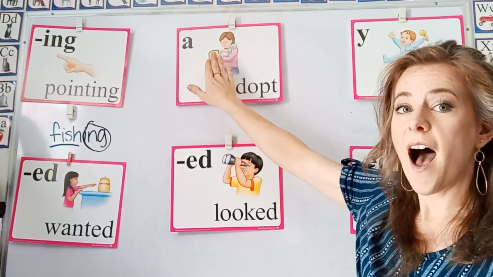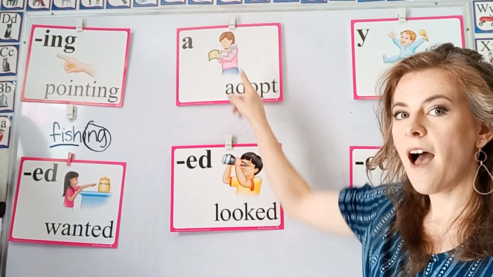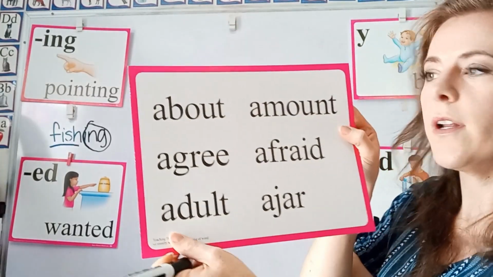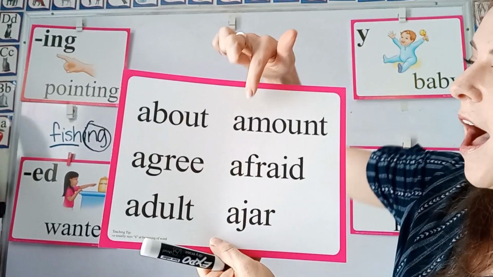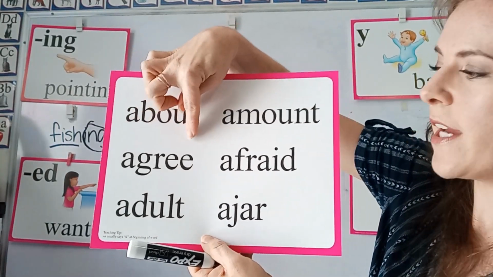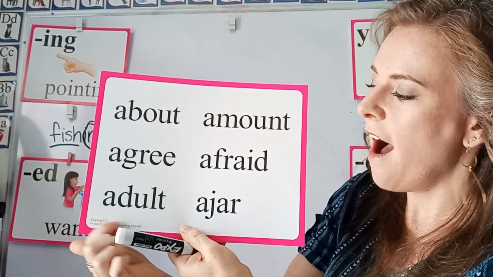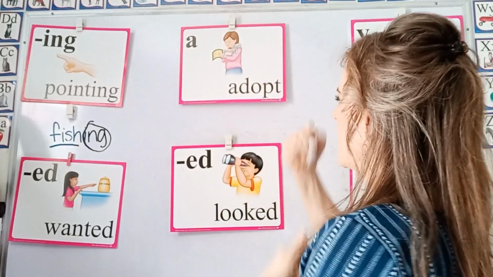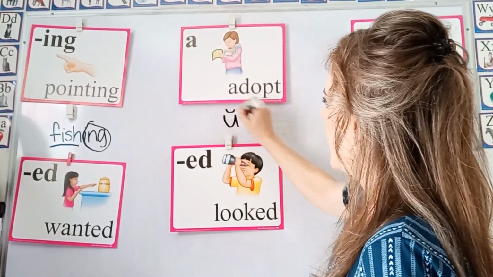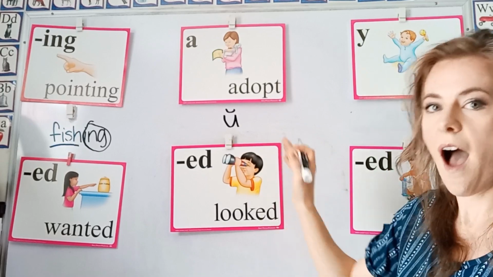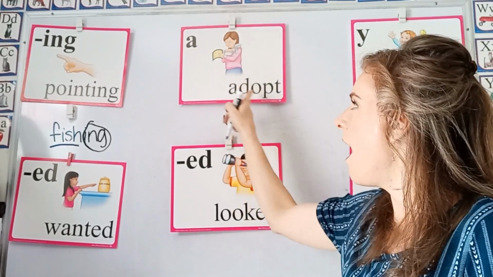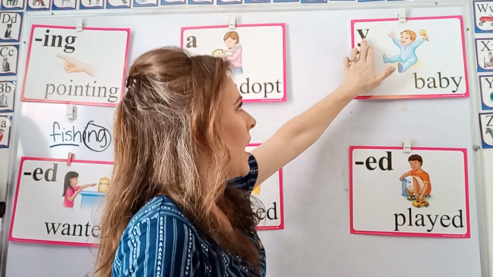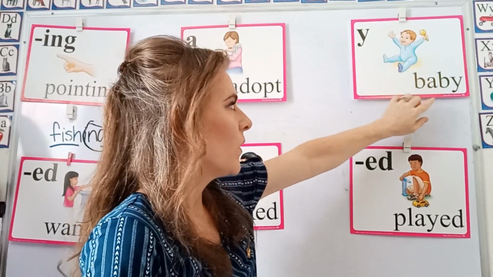Our next one is the a in adopt. When you see this at the beginning of a word, about, amount, agree, afraid, adult, ajar, this special sound usually makes the short U sound. Adopt. Okay?